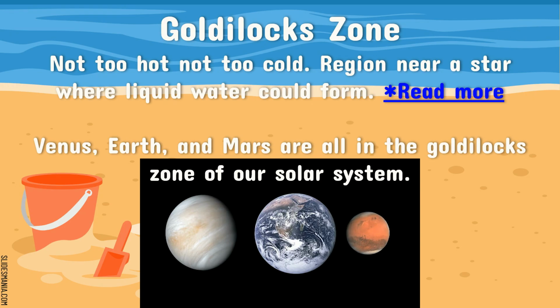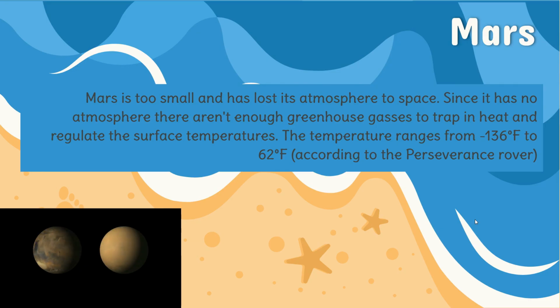For our solar system, Venus, Earth, and Mars are all in the Goldilocks zone. We can look at these three planets, and they're in a very similar situation, except that they've gone to different extremes. In terms of size, the Earth is the biggest of the three. Venus is pretty close to the Earth, and Mars is decently small compared to the other two. So we'll start off with Mars. Mars is the furthest away from the Sun.